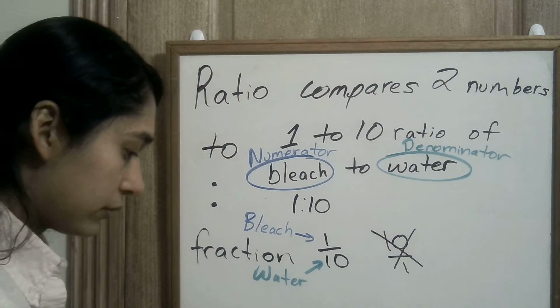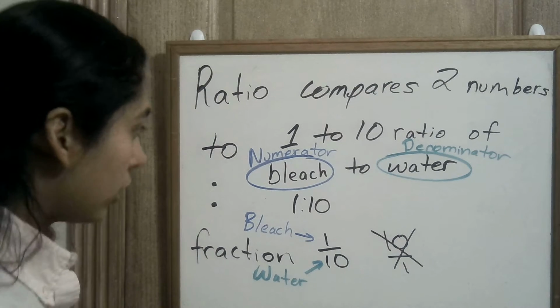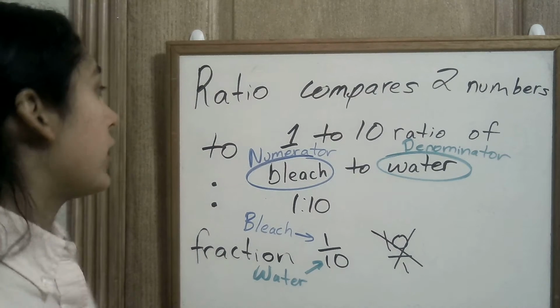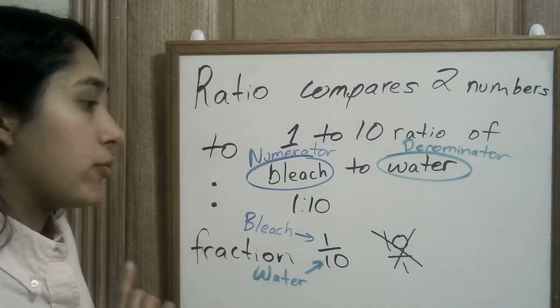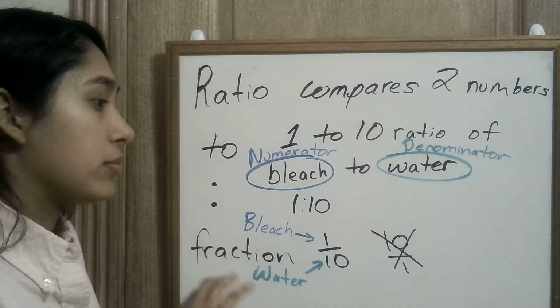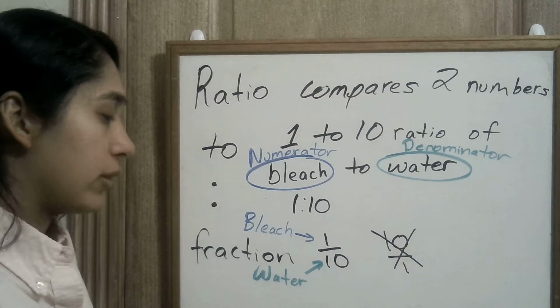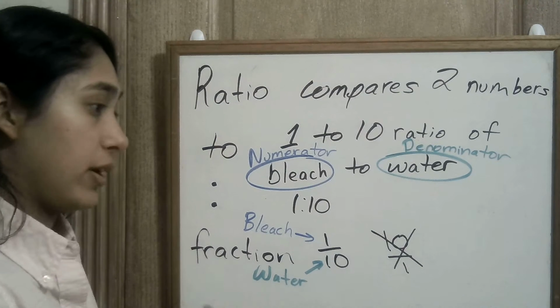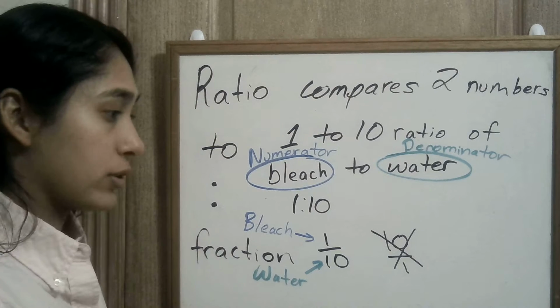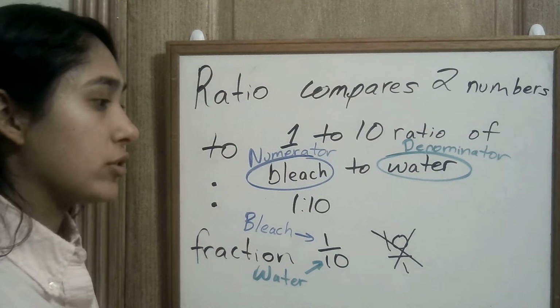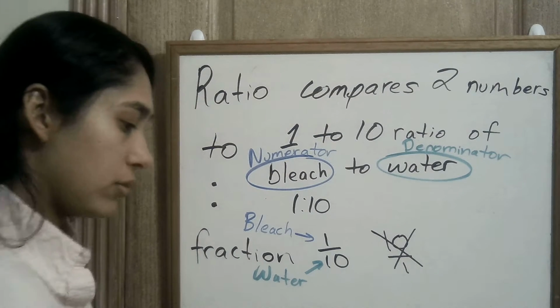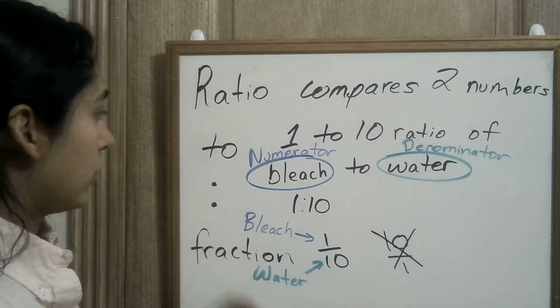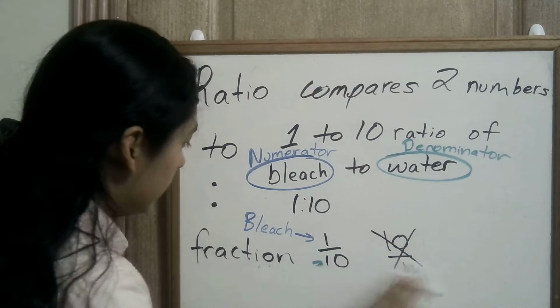Alright. Something else I want to point out is with fractions we try to simplify it. Like if we have 50 over 100, simplify it to 1 over 2. Same thing with ratios, that is also true. Okay, I'm going to go ahead and erase this.